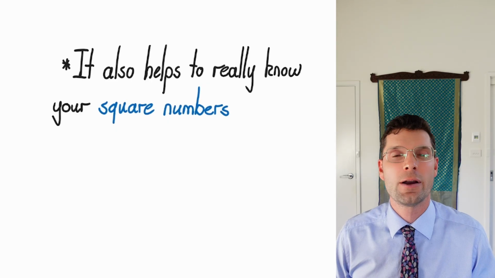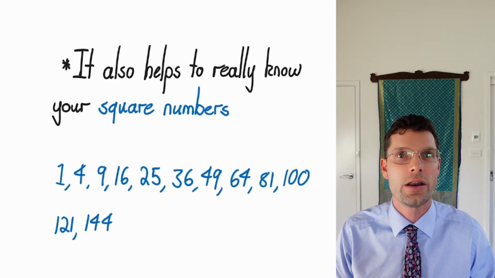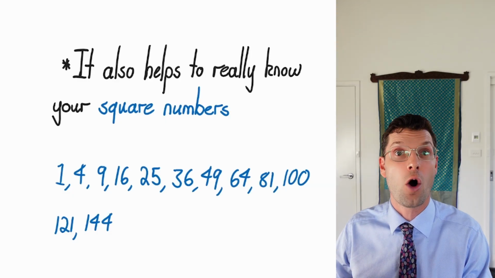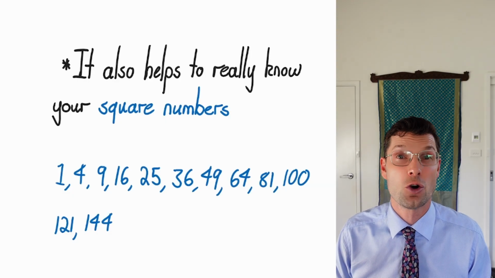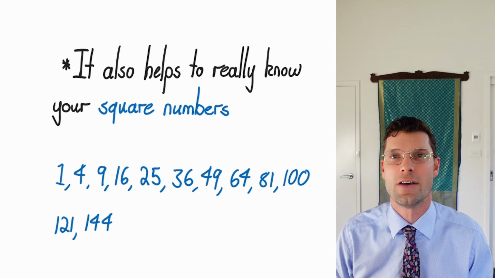In order to do these really quickly, please make sure that you're on top of your square numbers. So you're 1, 4, 9, 16, 25, 36, on and on and on. If you're not 100% sure, please go through and look at these ones. It'll just save you a lot of time if you're trying to do these questions quickly.